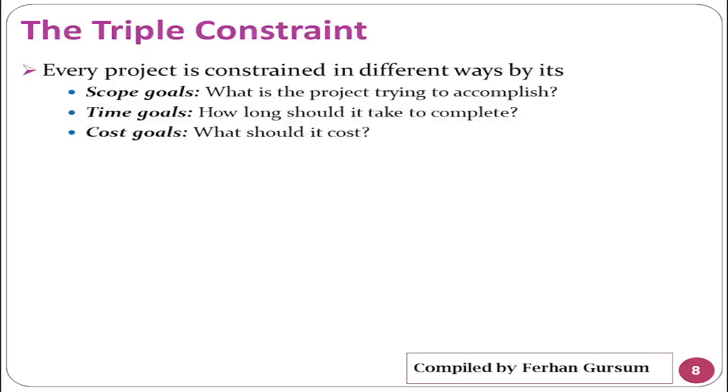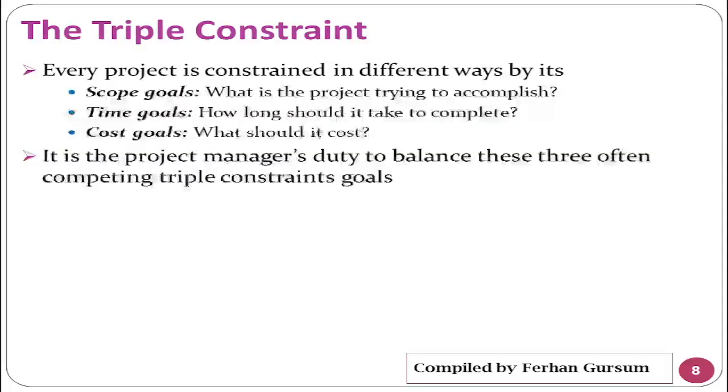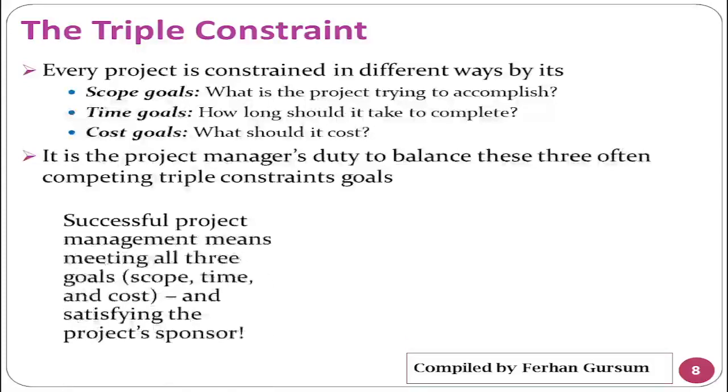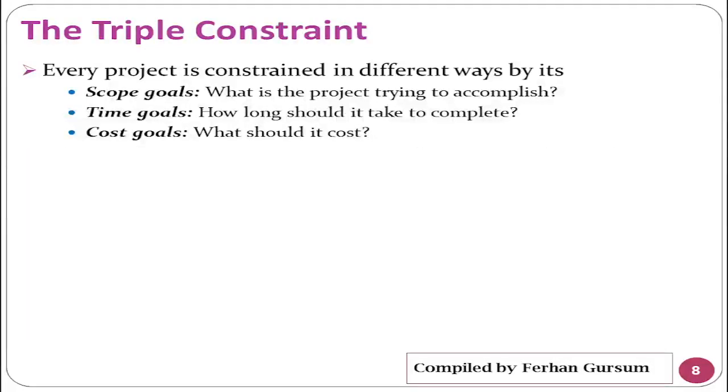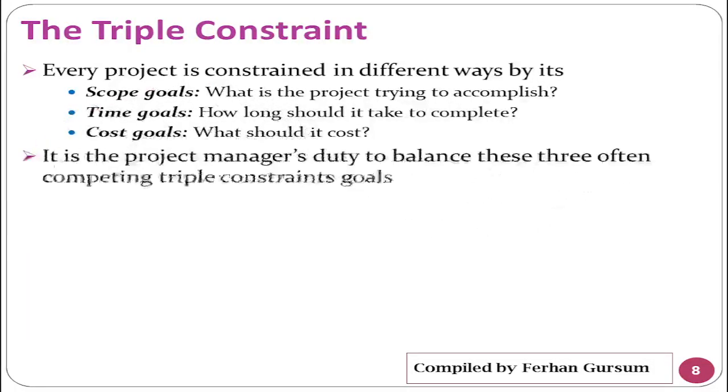Okay, these are what we mean by the triple constraint. It is the project manager's duty to balance these three often competing goals. Scope goal: what is the project trying to accomplish. Time goal is how long should it take to complete. Cost goal is what should it cost. These are the duties of the project manager to balance.